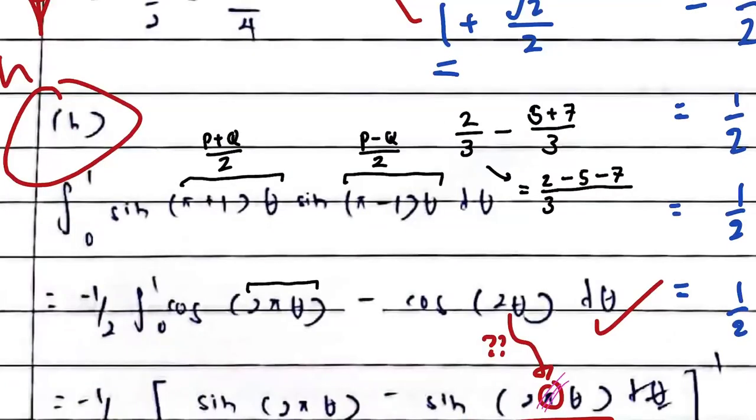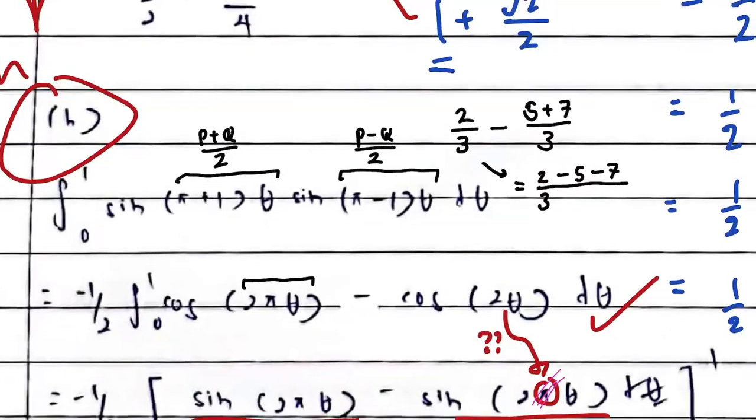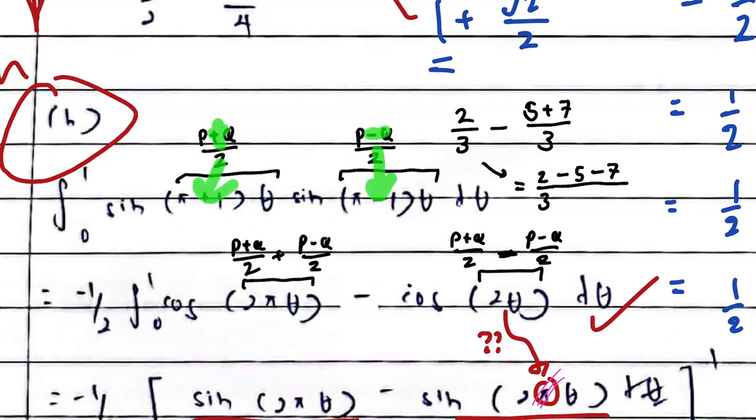Also, the first angle 2 pi theta is just (P plus Q) over 2, added on to (P minus Q) over 2. And the second angle 2 theta is just (P plus Q) over 2, subtract away (P minus Q) over 2. I swapped back already. The plus is on the left and the minus is on the right. Okay, good, you got the angle.